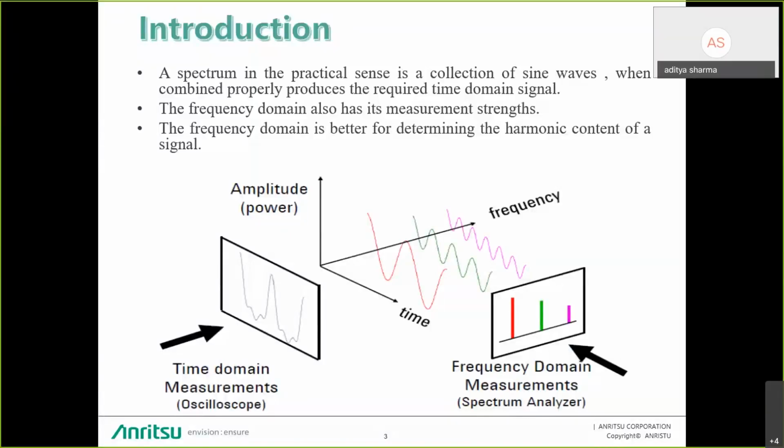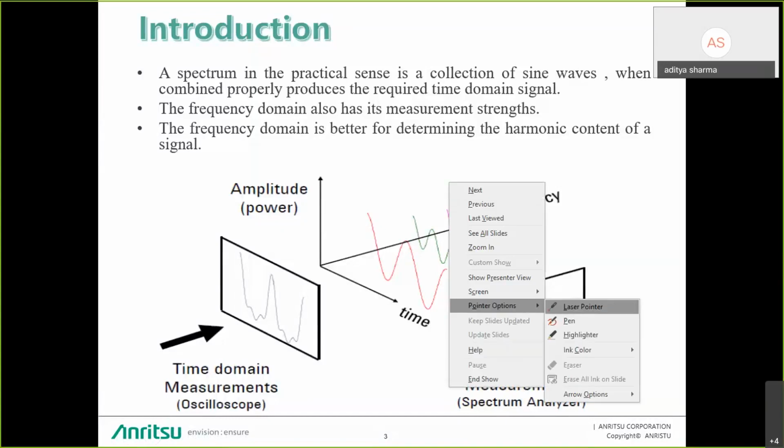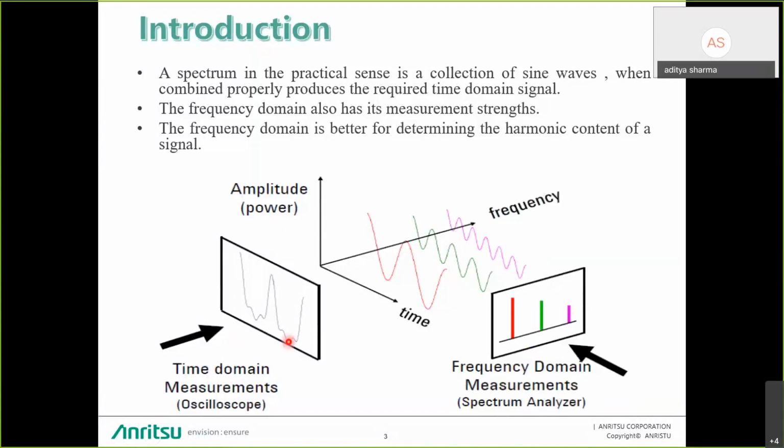Two types of instruments are available in the market. One is a time domain instrument, the other is a frequency domain instrument. When I say time domain instrument, that means the x-axis represents the time, and the y-axis represents the amplitude. In frequency domain instruments, the frequency is represented on the x-axis and the power is represented on the y-axis. So why do we need frequency domain and where do we need time domain?